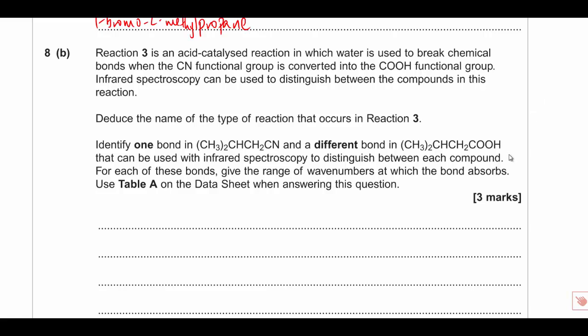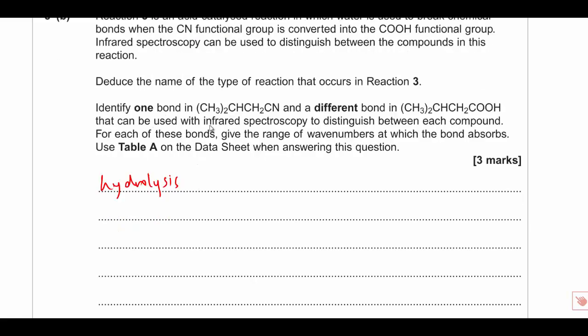Reaction 3 is an acid catalyzed reaction in which water is used to break chemical bonds when the cyanide functional group is converted into the COOH functional group. Infrared spectroscopy can be used to distinguish between the compounds in this reaction. So, there's a lot going on in that question. So water is used to break chemical bonds. Straight away, it's a hydrolysis reaction. Deduce the name of the type of reaction, so it's hydrolysis, then identify one bond in there and a different bond in there that can be used with infrared spectroscopy to distinguish between each compound.